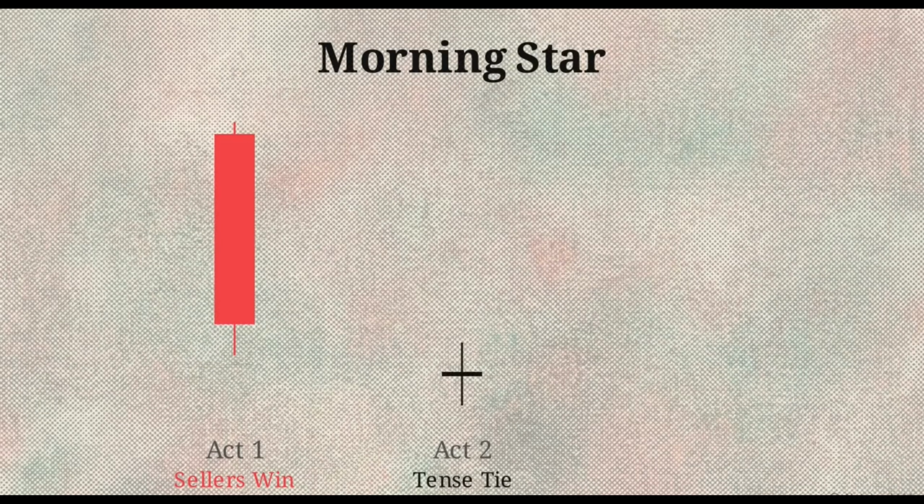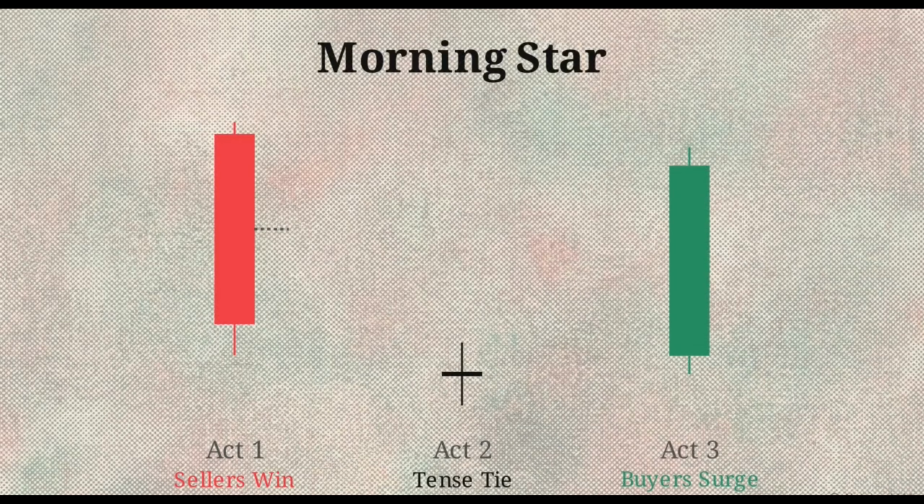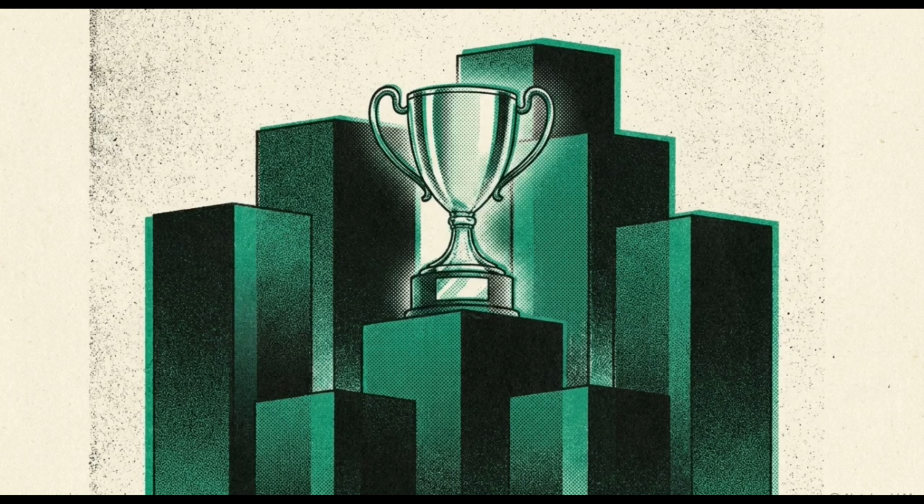Then there are full 3-act plays, like the Morning Star. Act 1, strong win for sellers. Act 2, a tense tie. Act 3, a definitive buyer's surge. These multi-day combinations confirm that one side hasn't just scored a lucky point, they've taken over the entire tournament.